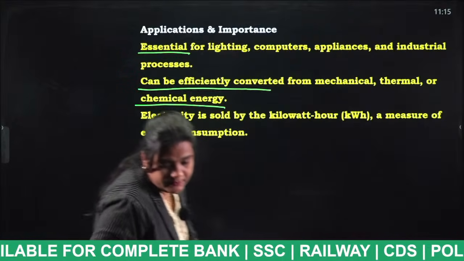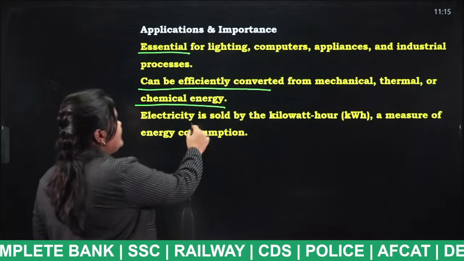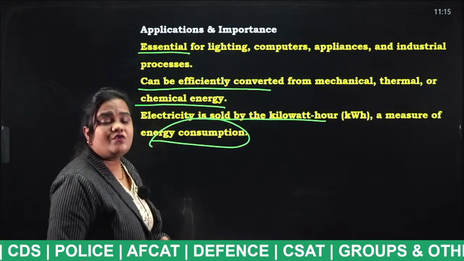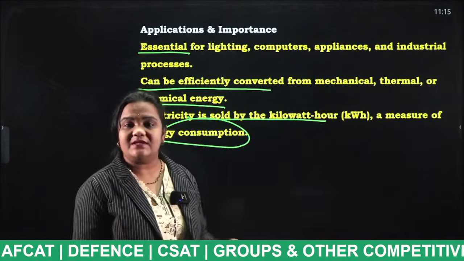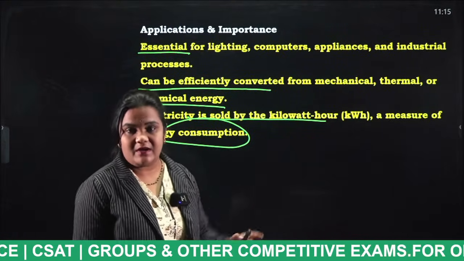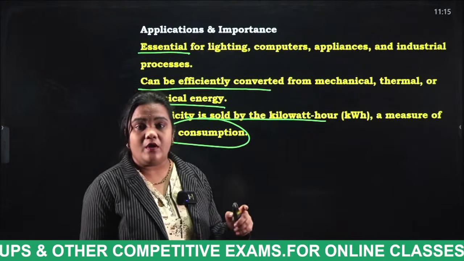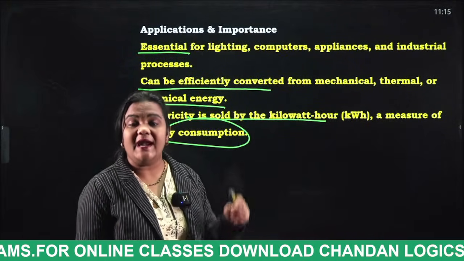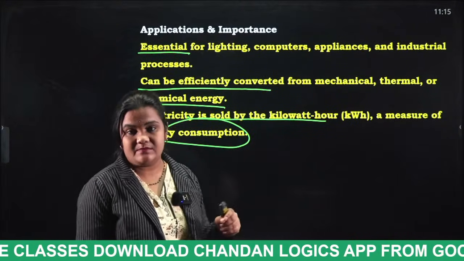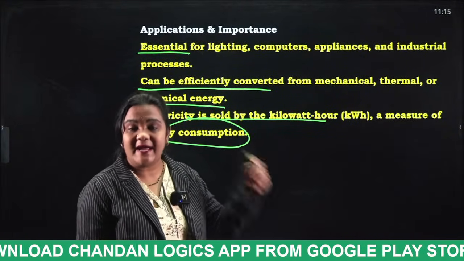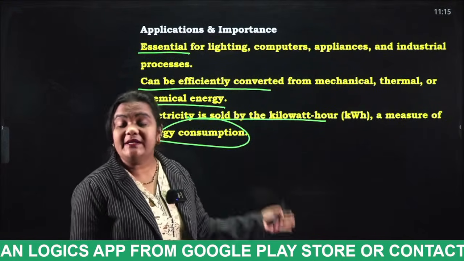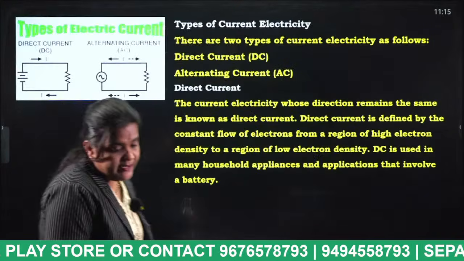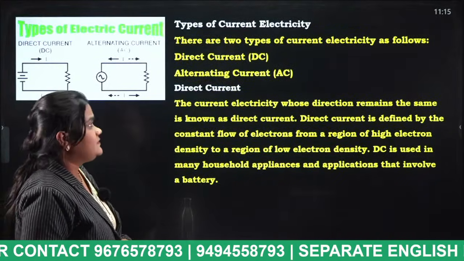Next, electricity is sold by the kilowatt hour, a measure of energy consumption. What is the unit of energy consumption in electricity? Kilowatt hour. Remember, very, very important. Current is measured in amperes and denoted as I, and energy consumption is measured in kilowatt hours. Remember the difference.